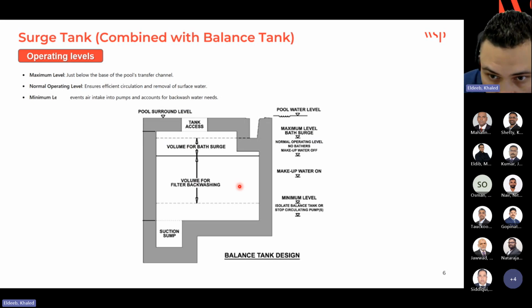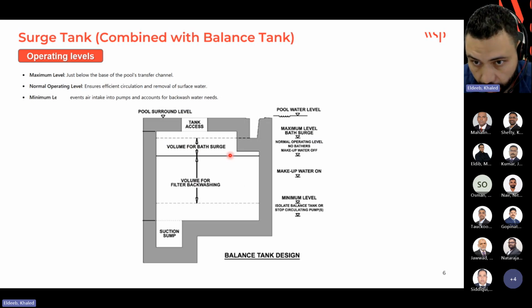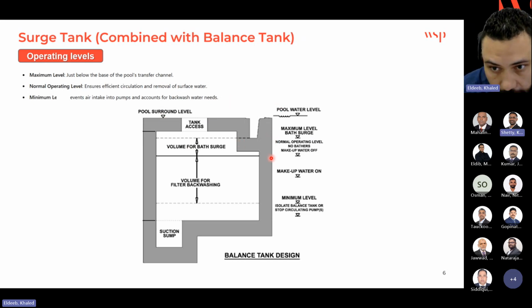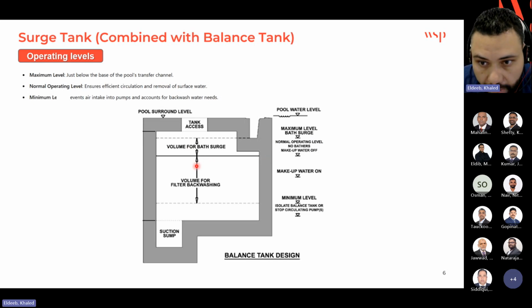First, the maximum water level in the tank must be just below the base of the channel drain around the pool, because we cannot go beyond this one, otherwise it will be flooding everywhere, right? This level happens when all swimmers are using the pool. So we have the full capacity, all swimmers, the water displaced coming here, so this volume will be achieved and this level will be achieved.